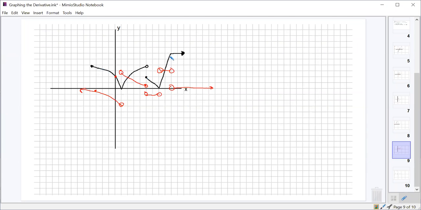Then we had 3 linear pieces of slopes -1, 3, and 0. So we had 3 different sections with discontinuities in between.